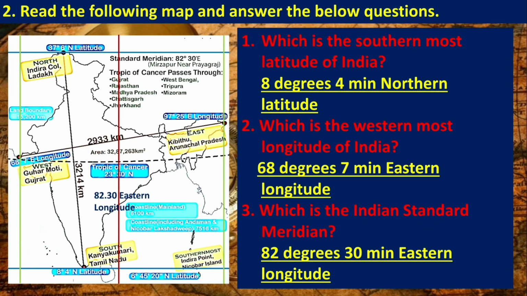Now let us move to the second map reading question. Observe the given map here. Now let us move to the first question, which is the southernmost latitude of India. It is 8 degree 4 minutes northern latitude. You can see it here. Next, the westernmost longitude of India. You can see this is 68 degree 7 minutes eastern longitude. And the third question, which is the Indian Standard Meridian. That is the longitude that passes through the middle of India. That is 82.5 degree eastern longitude.